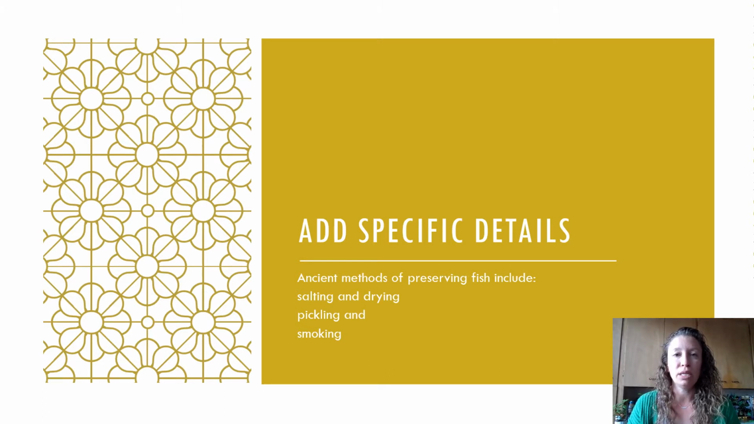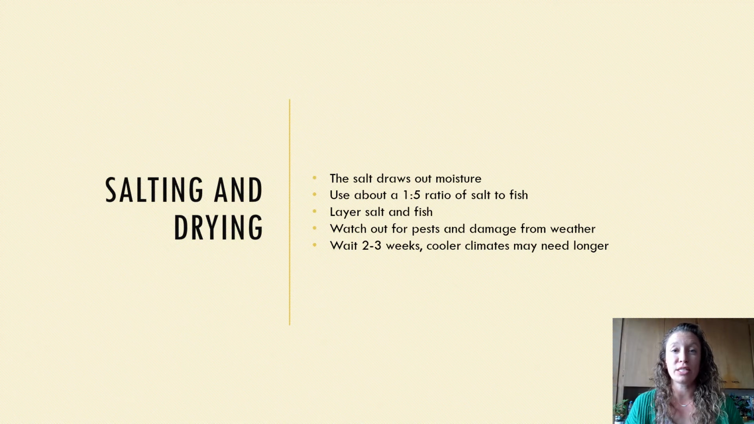In this example, and throughout this lesson, we are going to learn about preserving fish, so the skill of food preservation. And I can tell you right now that primitive and ancient methods include salting and drying, pickling, and smoking fish. But I bet you'd like to know many more specific details. After research, these are my notes on how to salt and dry fish.